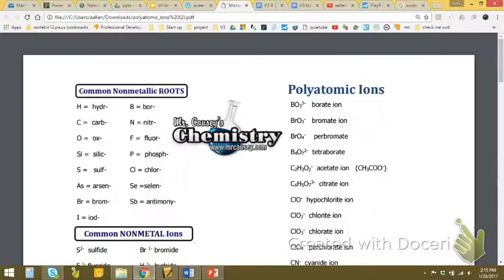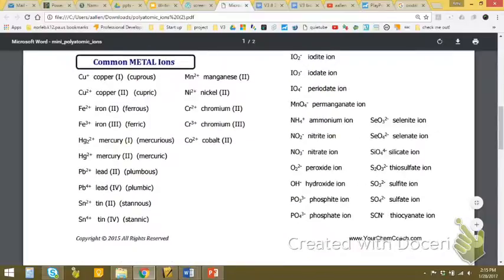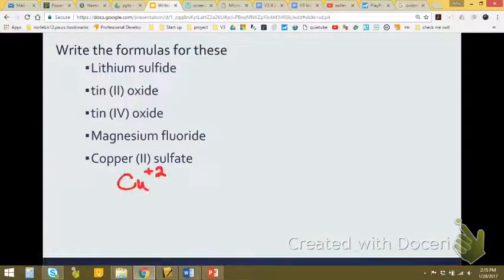So I'm going to look on my polyatomic ions, sulfate, all the way down at the bottom. Sulfate is SO4, and it has a -2 charge. Fortunately, the two charges balance each other out, so all I have to do is write each of the two components of the compound, Cu for copper and SO4 for sulfate, and I don't need to write any additional subscripts because +2 and -2 already balance each other out.